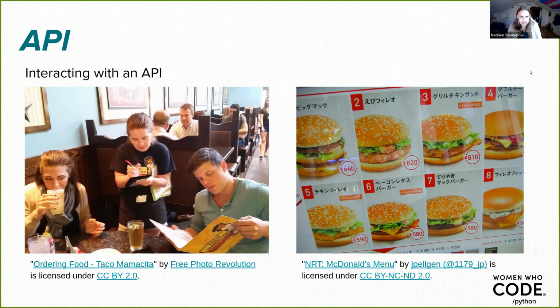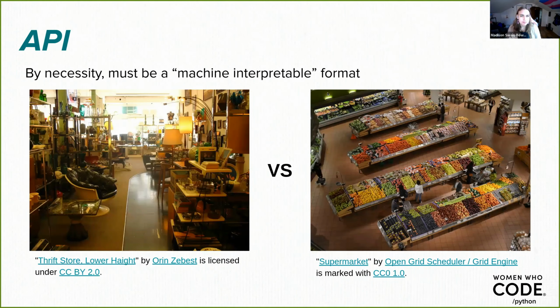By necessity, the API has to be machine interpretable. What I mean by that is APIs are a way for machines to communicate with each other, and the way that they communicate has to be in a regular format. So you can imagine another scenario, right? You're building a robot to go shopping for you.